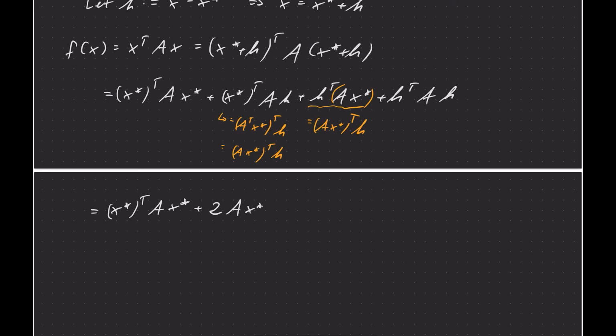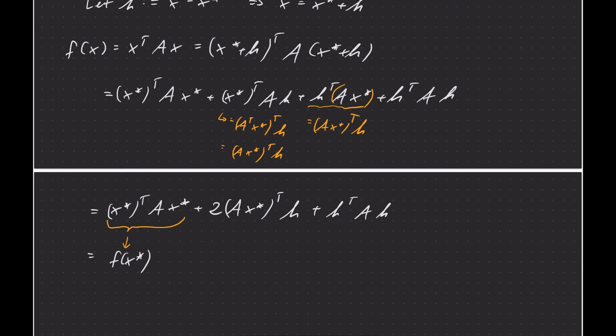(A x star) transposed times h plus h transposed A h. And now remember, h is x minus x star. So what we have here is the first term, that's exactly f of x star. This term here.